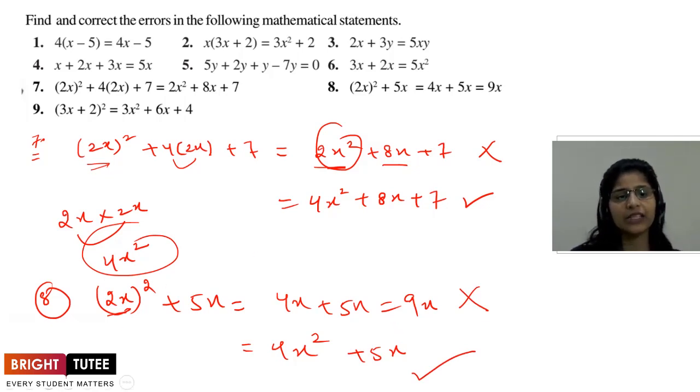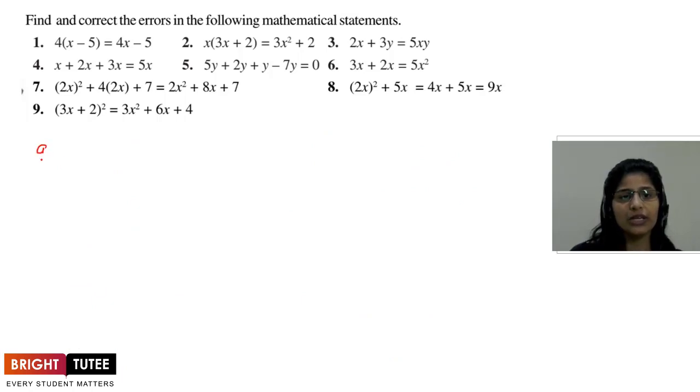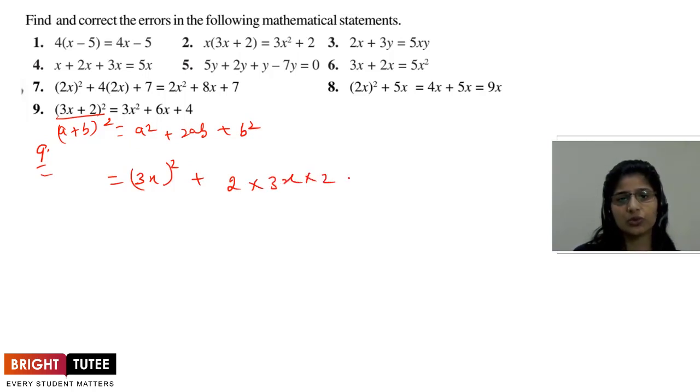Okay. 9th question now we are going to do. In the 9th we are given (3x plus 2) whole square. See, it is (a plus b) whole square, right? It should be equal to a square plus 2ab plus b square. Let us try it. So a square is (3x) whole square plus 2 into 3x into 2 plus 2 whole square. So (3x) whole square is square of 3 is 9, square of x is x square, plus 2 3s are 6, 6 2s are 12x plus 4.